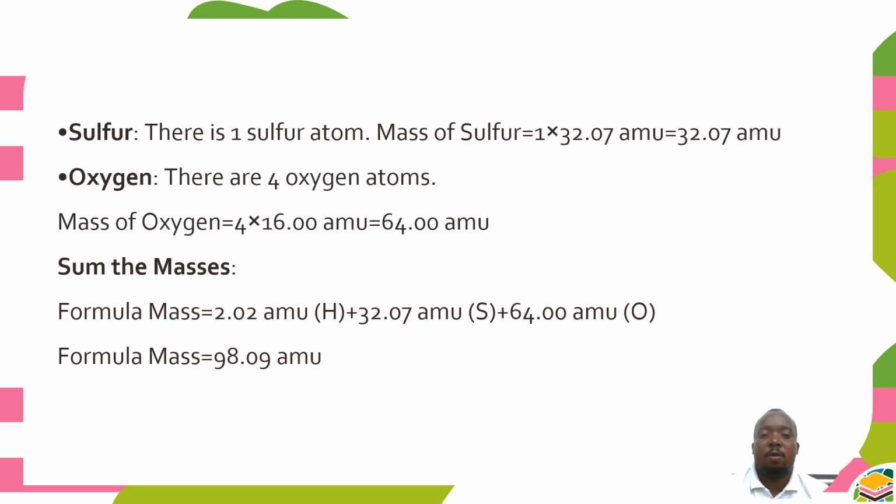Then finally, for oxygen, there are 4 oxygen atoms. So mass of oxygen will be 4 times 16.00, which is 64 AMU. Then finally, you sum the masses. So formula mass, you add the mass of hydrogen, sulfur, and oxygen, which happens to be 98.09 AMU.